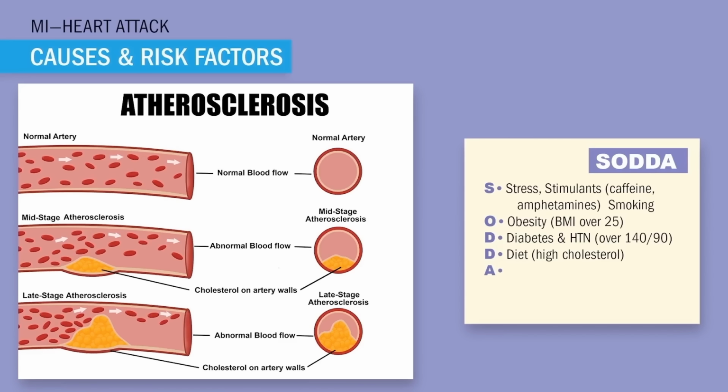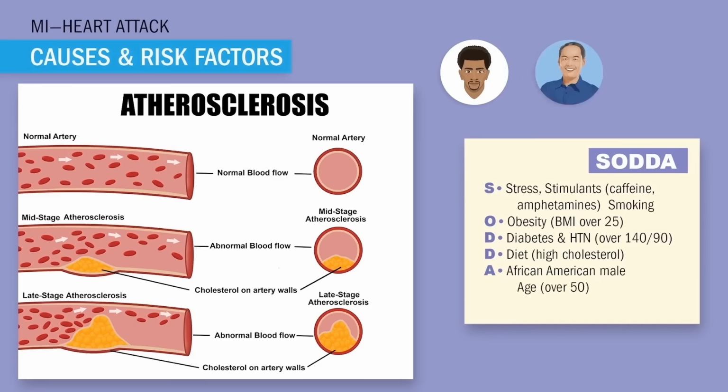This plaque causes hardening and narrowing in the arteries, which is typically called atherosclerosis. So just think arteriosclerosis, hardening of the vessels from the scarring and plaque. Lastly, heart disease is more common in African American males and increased age over 50, and more common in men than women. Maybe women just handle stress better than men.